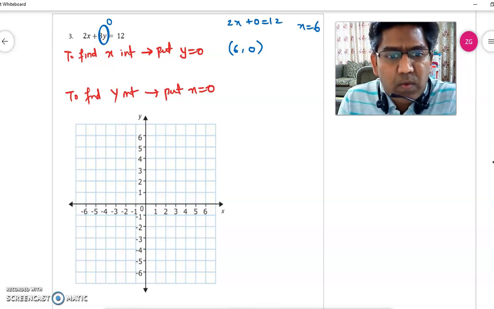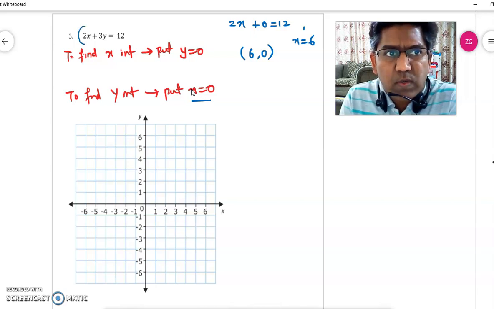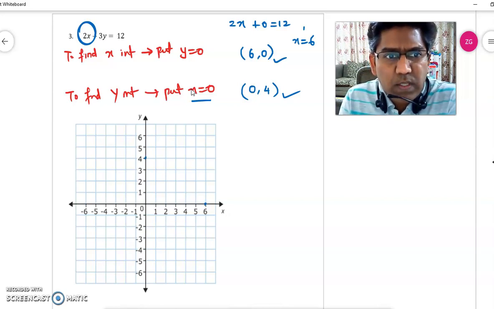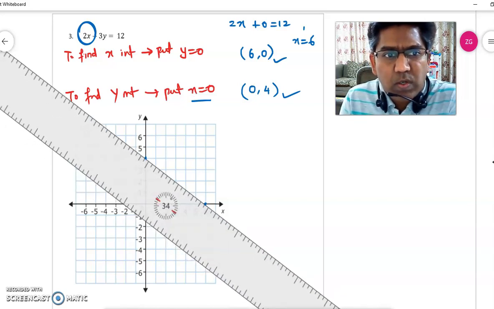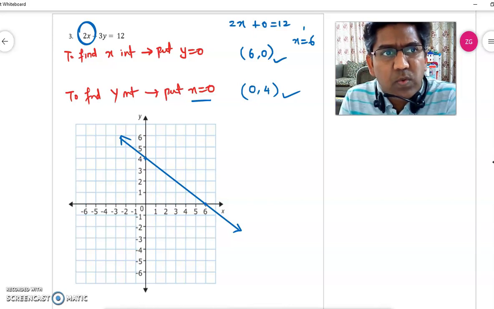Similarly, now to find a y-intercept, we will put x equal to 0. So when x equal to 0, this first term will become 0. You will get 3y equal to 12. When you solve, you will get y equal to 4. So when you put x equal to 0, y equal to 4. When you put y equal to 0, you get x equal to 6. So we'll just plot these 2 points. So 6, 0 is here, the x-intercept, and 0, 4 is the y-intercept. You join the 2, you get your required graph. So sometimes to save your working and your time, we can draw the graph using intercepts.